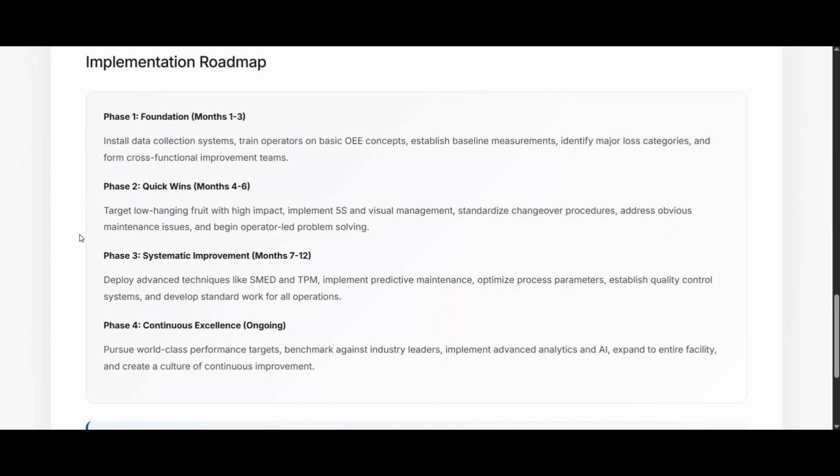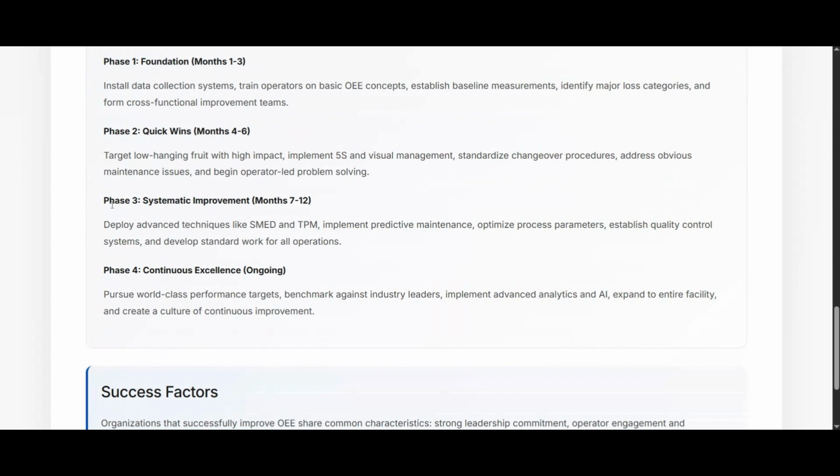Then comes phase 3, systematic improvement. Typically months 7 to 12. At this point, you start deploying advanced techniques like CMMS, TPM, and predictive maintenance. You optimize process parameters and develop standardized work procedures for every operation. Quality control systems are formalized and data-driven decision-making becomes the norm. Basically, you shift from reactive firefighting to proactive management.